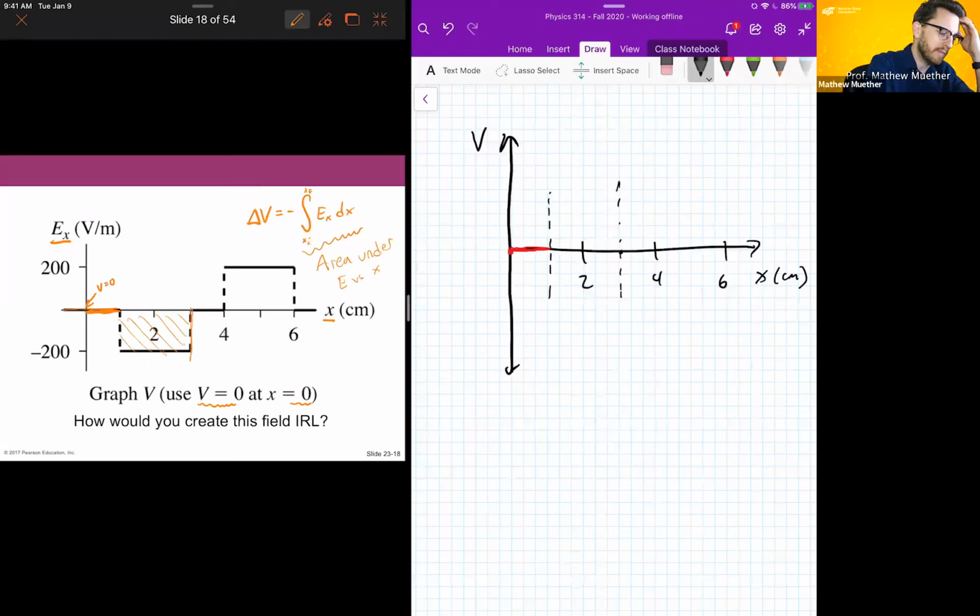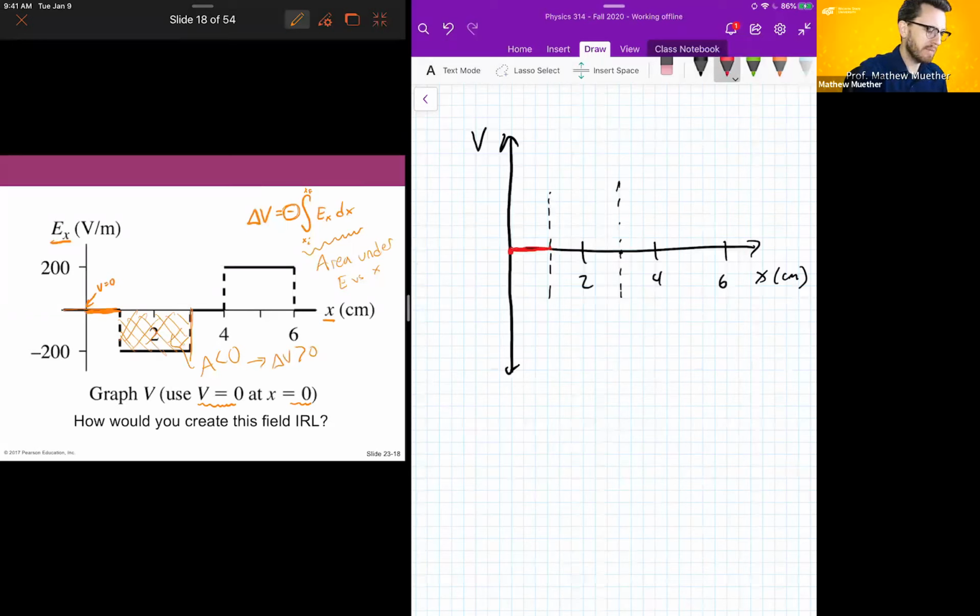Well, let's see. Is the area under this curve positive or negative? The area there is negative, because it's below the x-axis, so the area is less than 0. But remember, there's a minus sign for the delta V. So the area is negative, but that implies that the change in potential is positive. So the potential has to increase from 0 to some positive value.